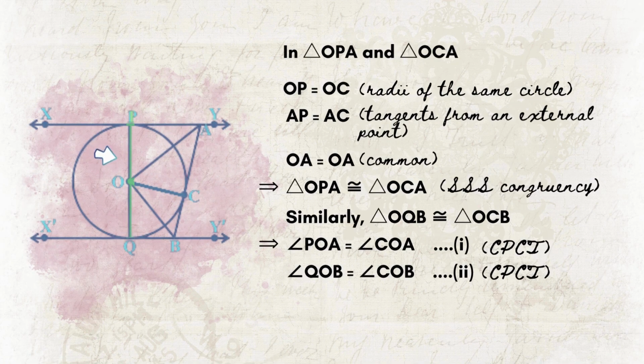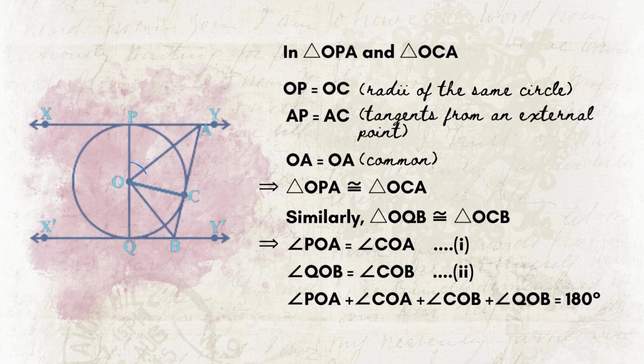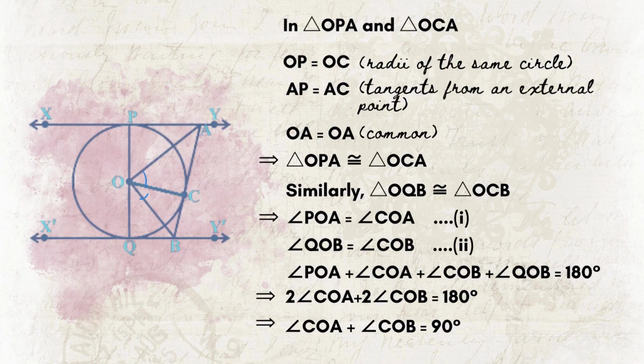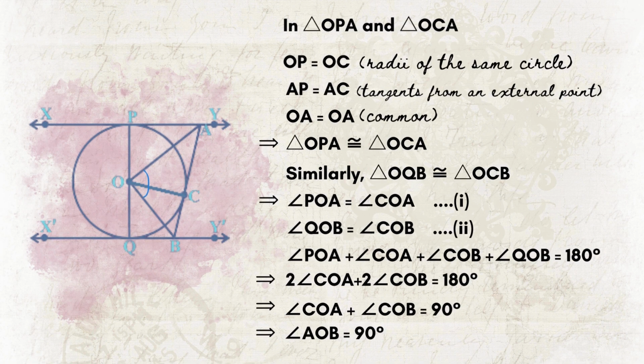Since the line POQ is a straight line, it can be considered as a diameter of the circle. Therefore, angle POA plus angle COA plus angle COB plus angle QOB, their sum is 180 degrees. They all lie on the straight line. Now from these equations we get twice angle COA plus twice angle COB is equal to 180 degrees, because angle POA is equal to angle COA and angle QOB is equal to angle COB, which further implies that angle COA plus angle COB is equal to 90 degrees, or we can say angle AOB is equal to 90 degrees.